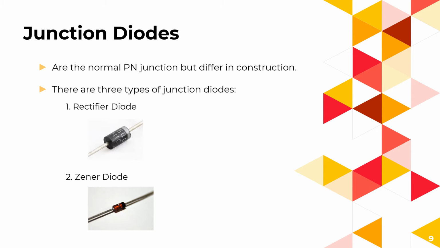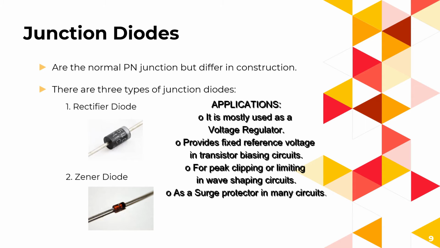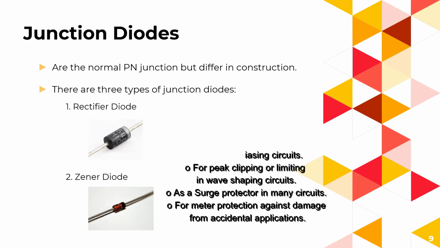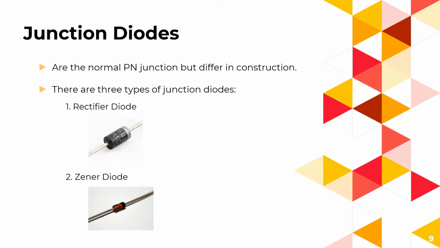Applications of zener diode. This diode has many applications, such as it is mostly used as a voltage regulator, provides fixed reference voltage in transistor biasing circuits, for peak clipping or limiting in wave shaping circuits, as a surge protector in many circuits, and for meter protection against damage from accidental applications.